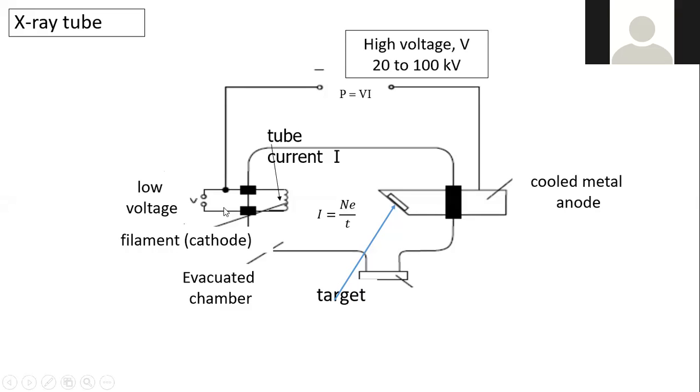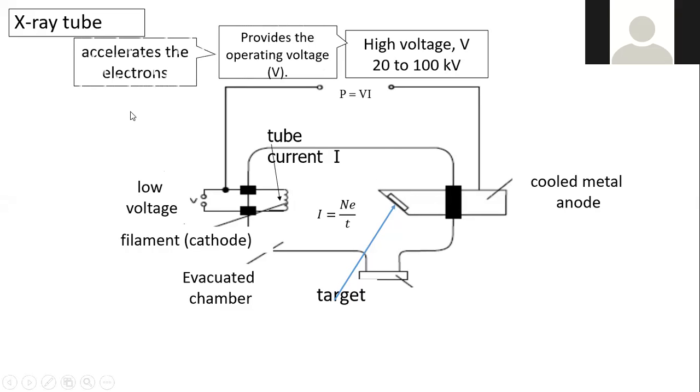Right, this is your high voltage power supply. It causes the current to flow through, accelerating the electrons. So that's why the power is VI. The voltage is between 20 to 100 kilovolt. It provides a voltage across there, the operating voltage V. Basically, the purpose is that the electron is emitted by the filament or cathode and accelerated to the target.